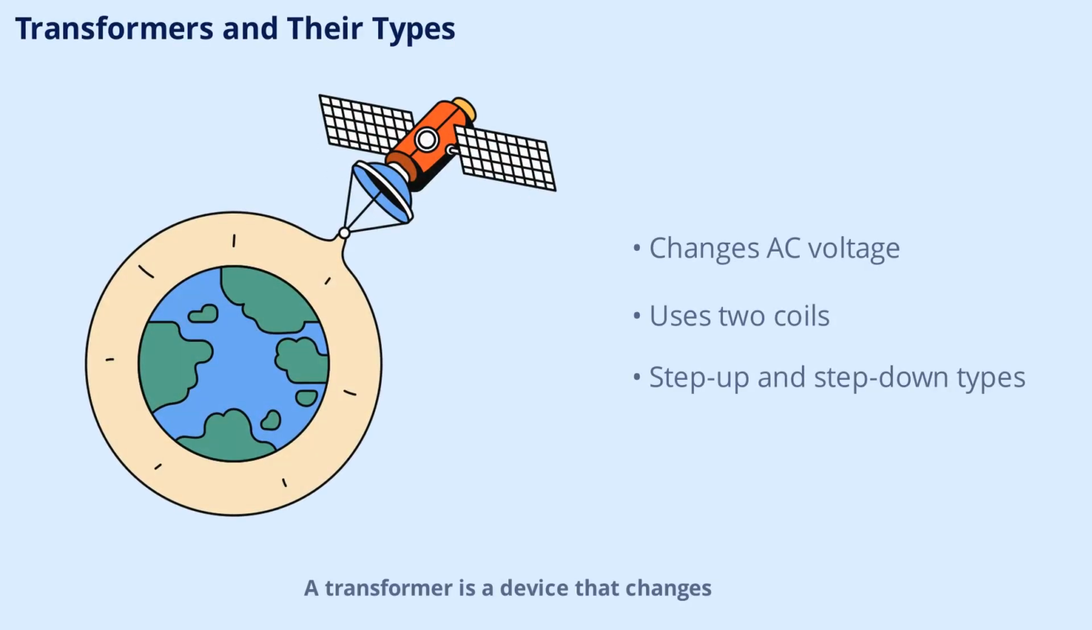Transformer is a device that changes the voltage of alternating current, AC, electricity. It works by using two coils of wire, called the primary and secondary coils, wound around a magnetic core. When AC flows through the primary coil, it creates a changing magnetic field which induces a current in the secondary coil. There are step-up transformers which increase voltage and step-down transformers which decrease it. Transformers are vital for efficient power transmission.